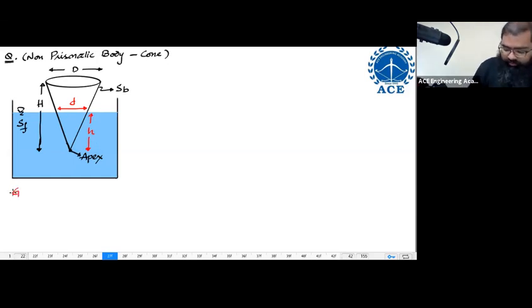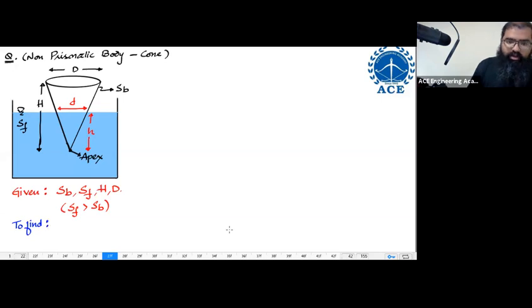Given to you are SB, SF, capital H, capital D. These things are given. Also given that it is a floating body, so logically the value of SF has to be greater than SB. This is given. You have to find. This is a slightly difficult question.